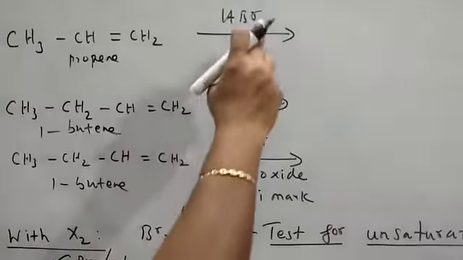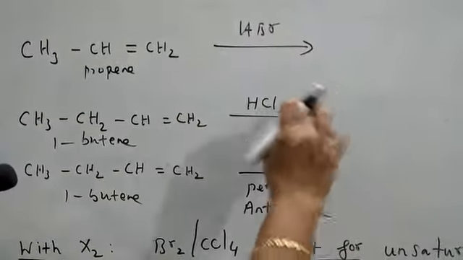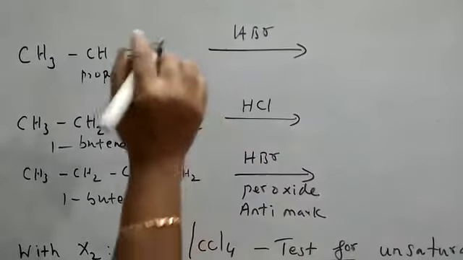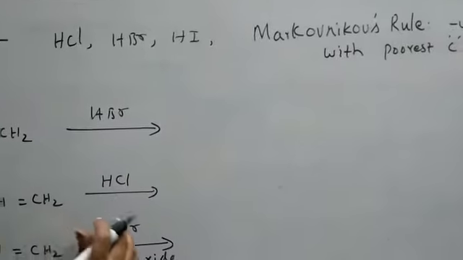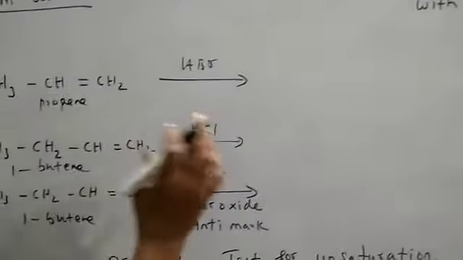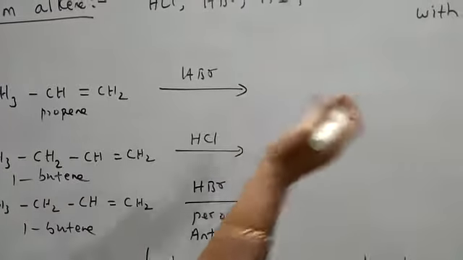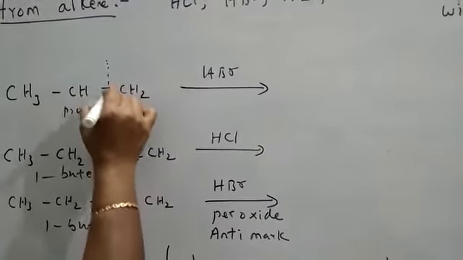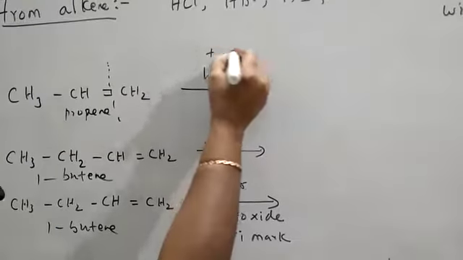Now propene with HBr, HCl, HI. Any one of them you can take; I have taken HBr. The point is that we have to follow the Markovnikov rule. Whenever you write the product, think about what we want. We want alkyl halide. So one side halogen, another side hydrogen. Here it is plus and minus.